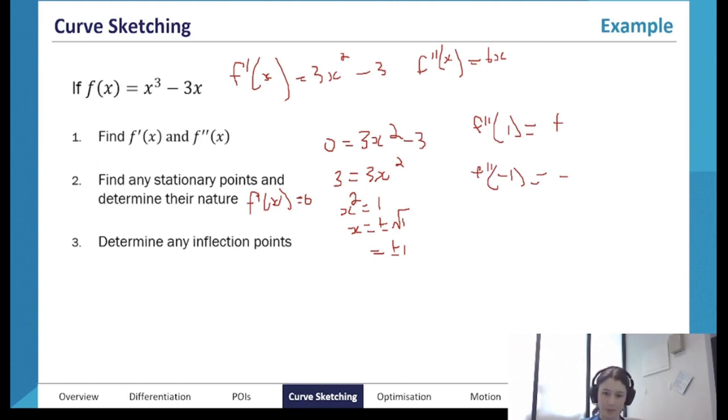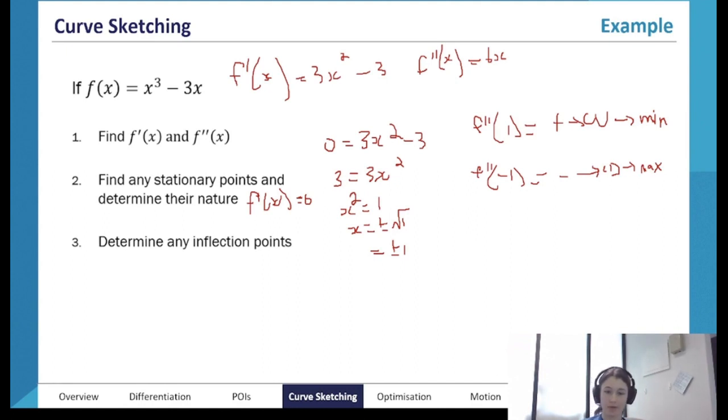Now remember, if our second derivative is positive, it's concave up, which means it is a local minimum stationary point. If our second derivative is negative, which means we have a concave down curve, which means that the nature of our stationary point is a local maximum. So this tells us the nature of the stationary points and their coordinates.